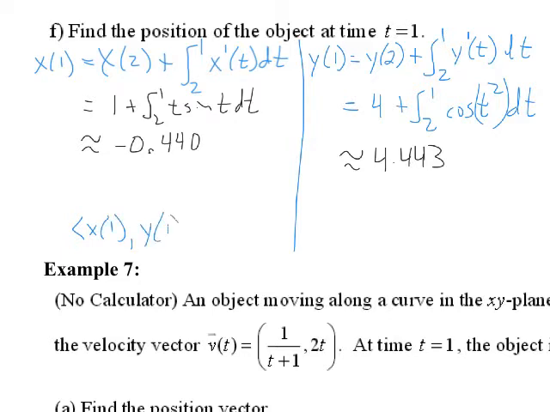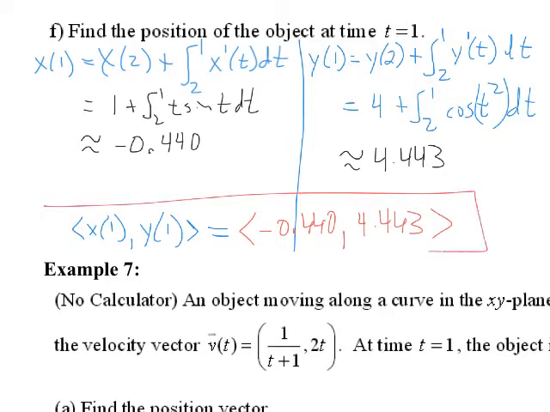So the position at time 1, so you can write this x of 1 comma y of 1, is equal to negative 0.440 comma 4.443. So there's the position vector.